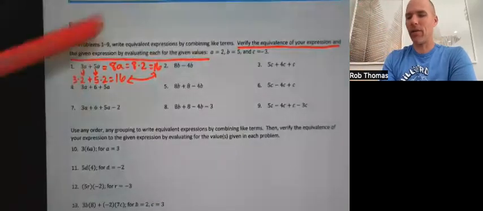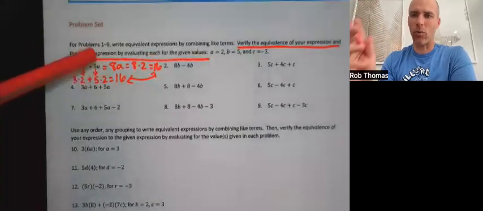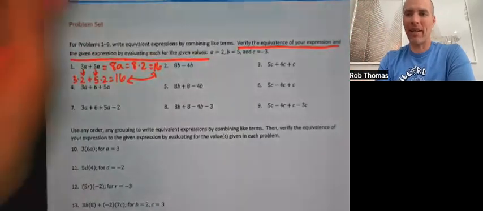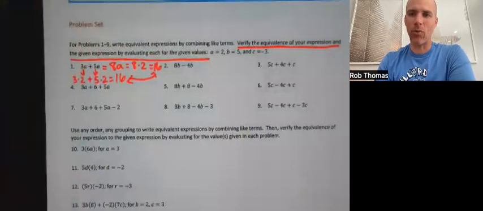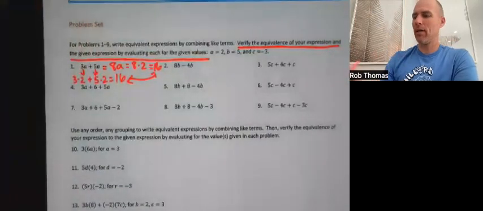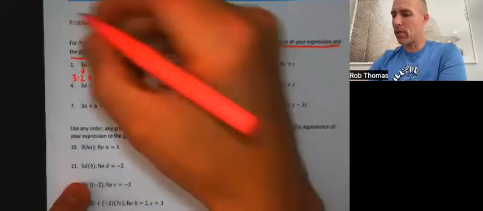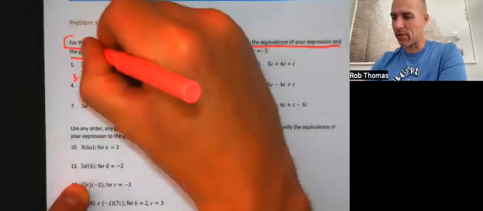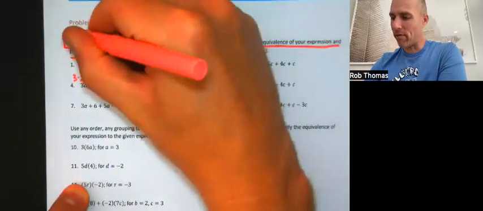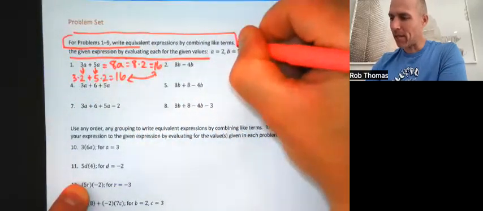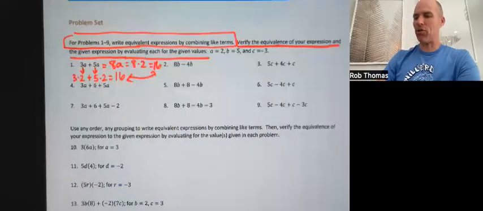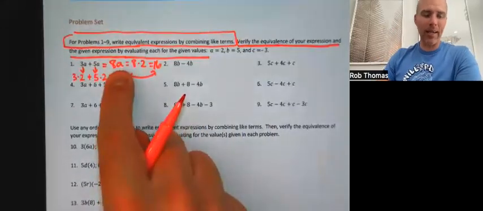You can't use this one that I just did as your one. And also, if I did an example in class, you can't use that as your one either. Please pick another one to do your verification on. The rest of them, you can just do the first part of the instructions: write equivalent expressions by combining like terms. That means to just do the first part, like where I wrote an 8a here.